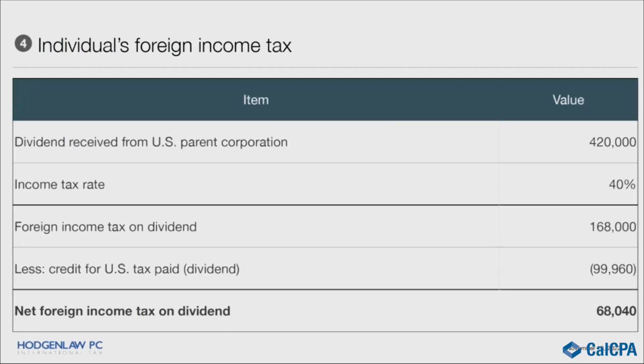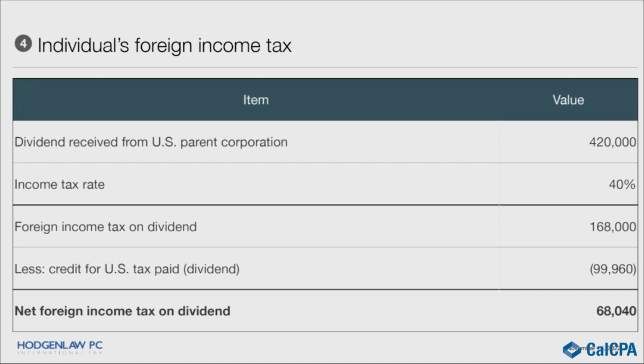Foreign income tax. Again, you think about your mythical U.S. individual citizen shareholder running a dry cleaning company in Germany, who received a $420,000 dividend from a U.S. corporation. It drops on the individual income tax return, 40% tax liability, $168,000 of foreign individual income tax paid.